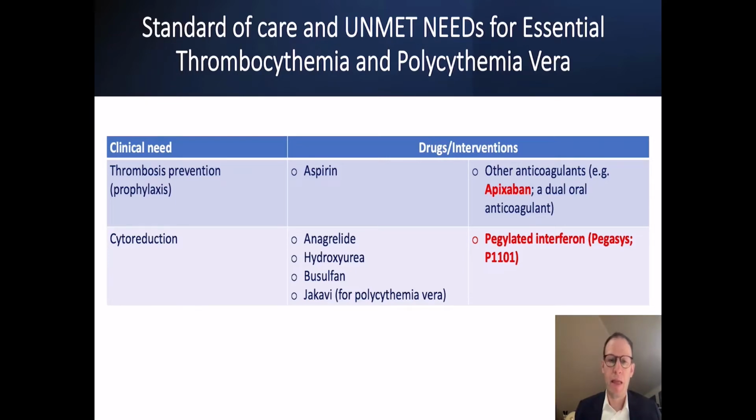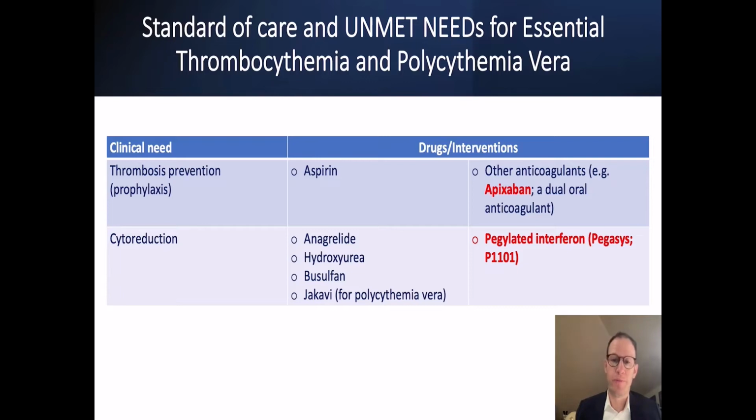The other aspect of the management of ET and PV is, of course, cytoreduction, and we have drugs that lots of you will be familiar with: anagrelide, hydroxyurea, sometimes busulfan, and Jakavi can be used. But these drugs have limitations and toxicities, and they don't change the natural course of the disease. They don't prevent transformation into fibrosis. They don't prevent transformation into acute leukemia. They don't control lots of the symptoms.